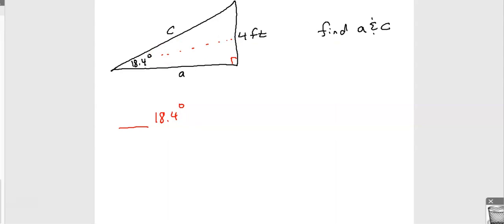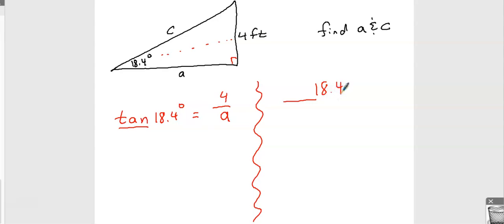It does not make a difference which one you do first. Let's go ahead and find A. If we want to find A, we're going to do opposite over adjacent. That would be 4 over A, and that is the tangent function. Before I solve it, let me set up the other one. To find C, I would use opposite over hypotenuse. That would be the sine of 18.4 degrees equals 4 over C.